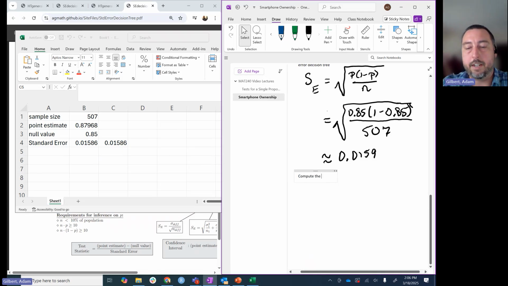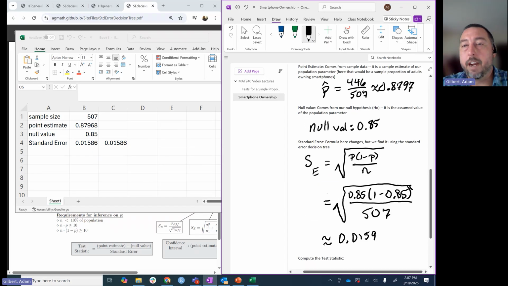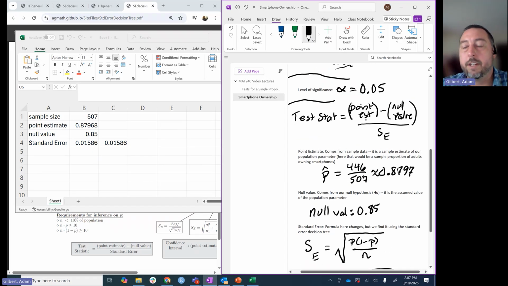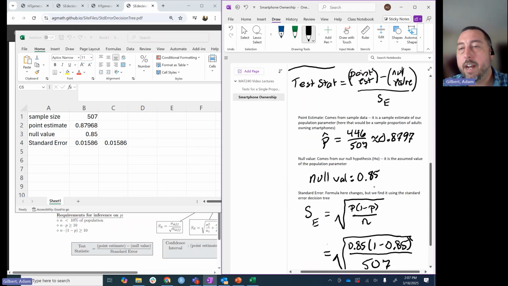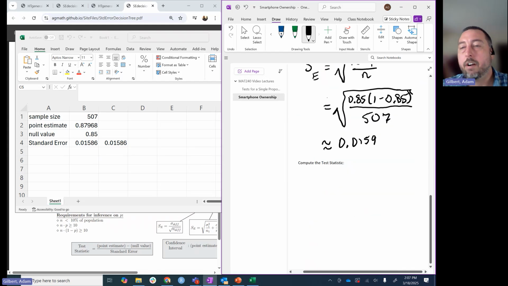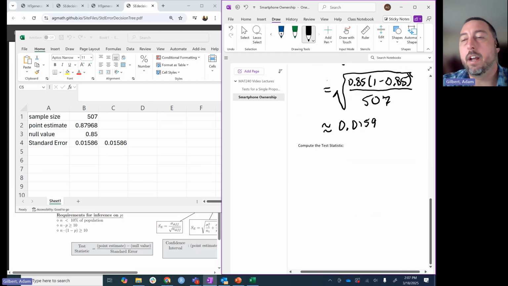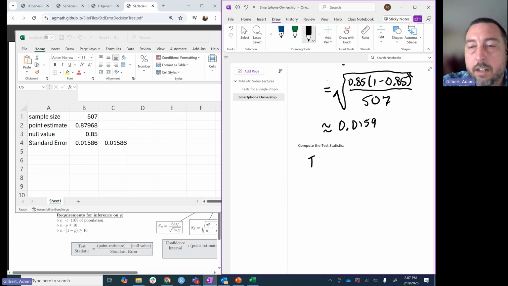So compute the test statistic. And so we'll use the formula that we had written down earlier. I'm not going to rewrite it just because I don't want this video to be extra long, just to write things down. So here's the formula. We're evaluating the point estimate, which will be 0.8797 minus our null value. That's the 0.85 divided by our standard error, which is the 0.0159.